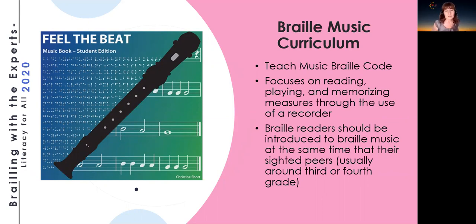For all of those students I know in the county that I taught in, once they hit 4th and 5th grade in elementary school, all of the students went through learning to read music and use a recorder. So this kind of ties right into that. They do suggest with the program that all Braille readers are introduced to Braille music around the same time that their sighted peers are, and that's usually between 3rd and 4th grade.